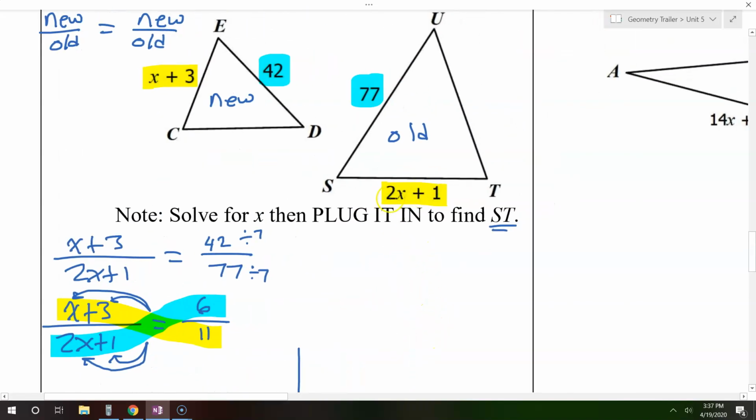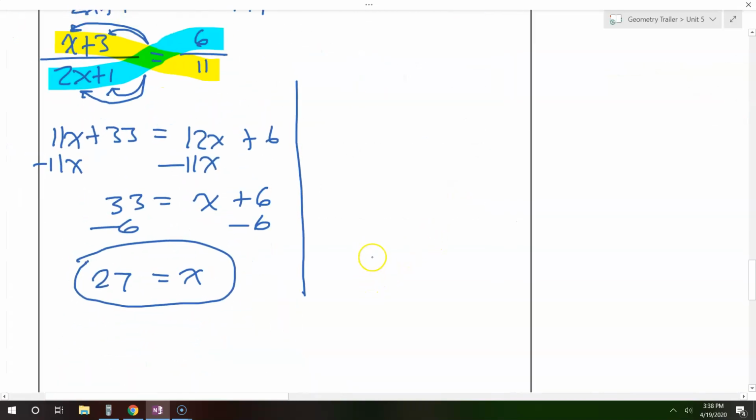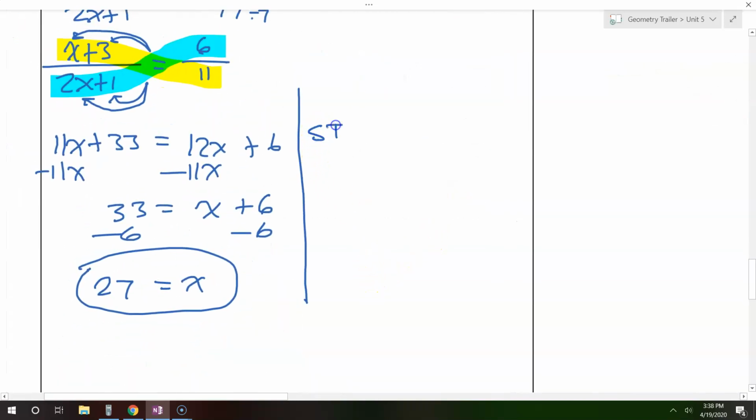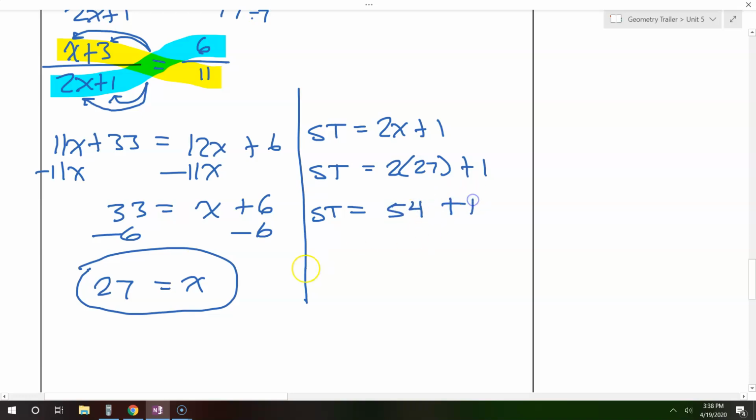Okay, so ST is 2x plus 1. But now that we know x is 27, that means ST will be 2 times 27 plus 1. So 2 times 27 is 54. So that means ST will be 55. And that is the final answer.